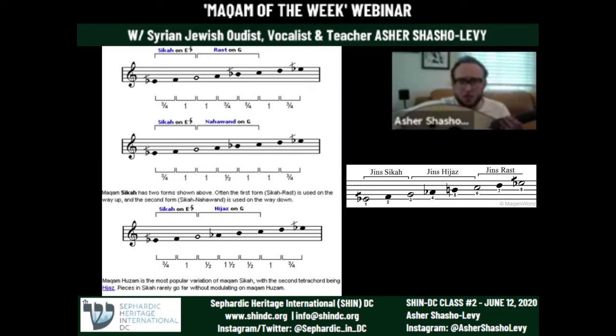Let's take a few minutes and go through these scales. Let's start with Sigah on E half flat with the Rast, and then we'll descend with the Nahawand on G to the Sigah E half flat, and then let's do the Huzam variant as well. I would say you want to ground yourself with a C. Before playing any of these maqamat, you want to ground yourself with a C.